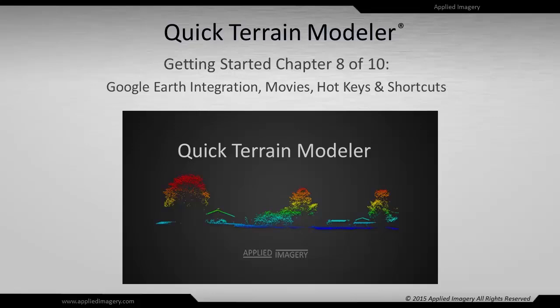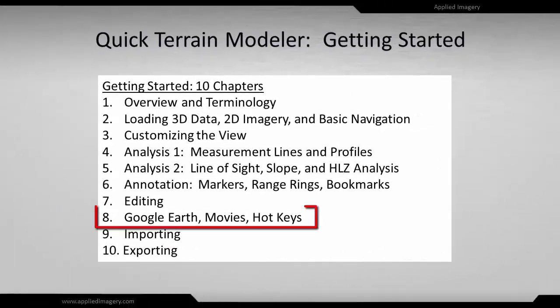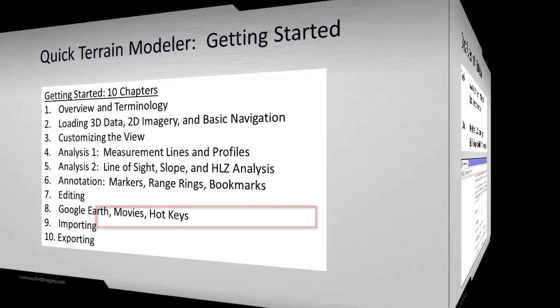Welcome to Chapter 8 of the Quick Terrain Modeler Getting Started tutorial series. In this module, you will learn how to integrate with Google Earth, how to make a fly-through movie, and how to use keyboard hotkeys and shortcuts.